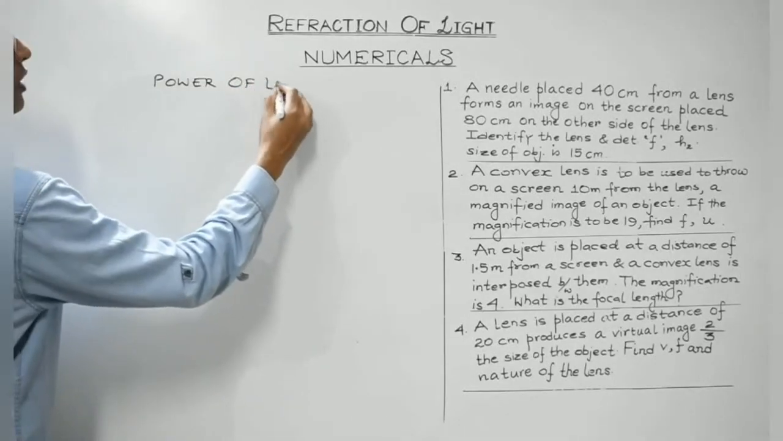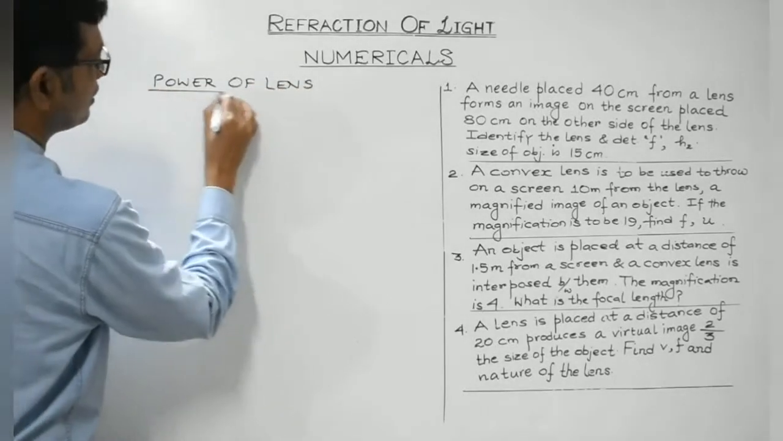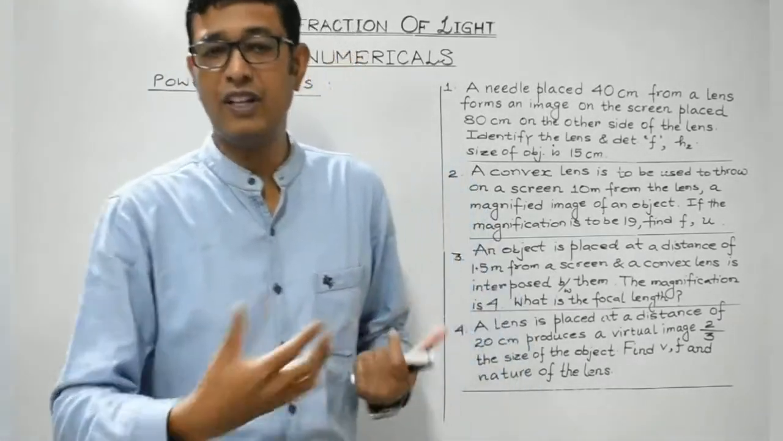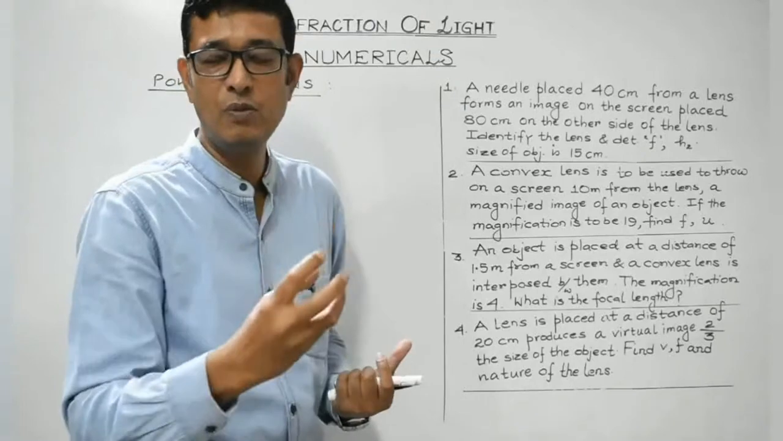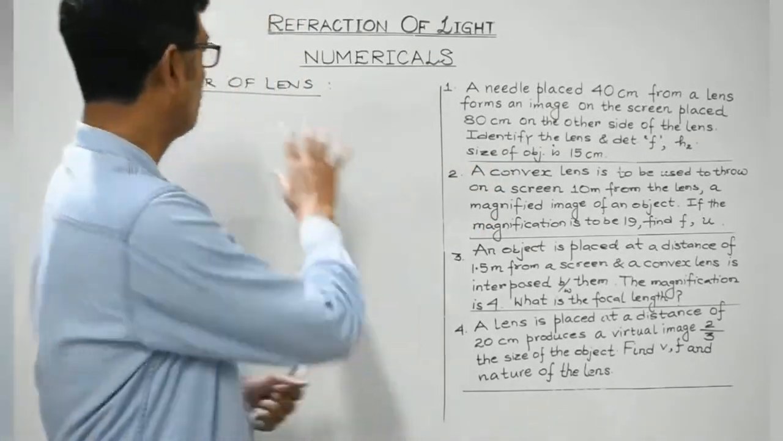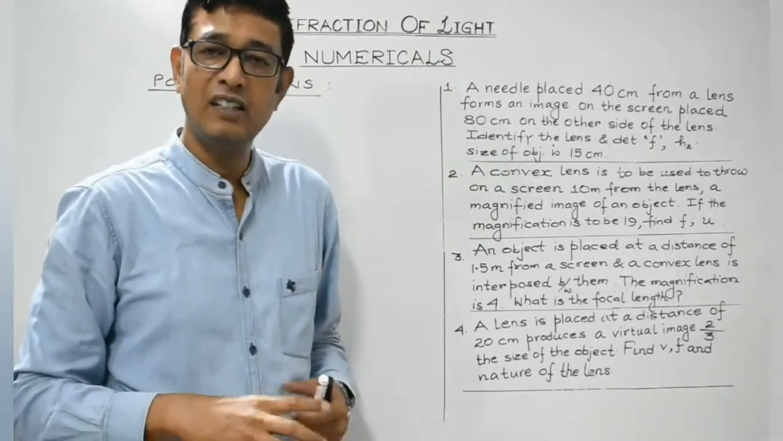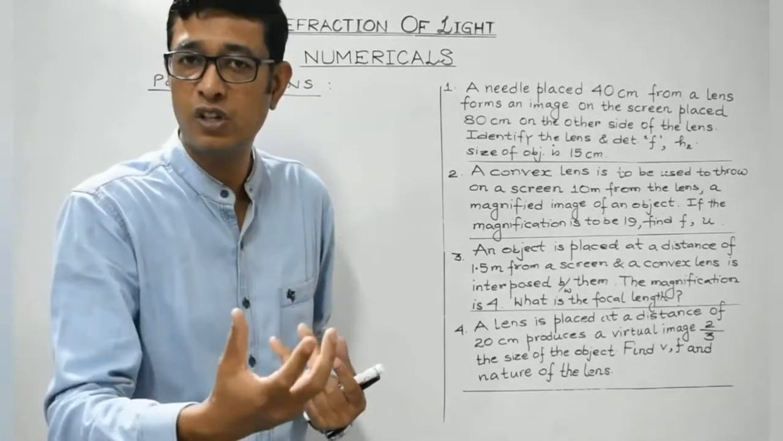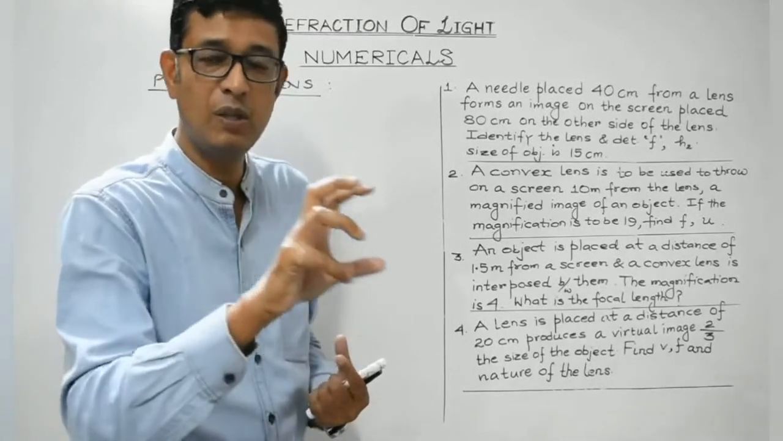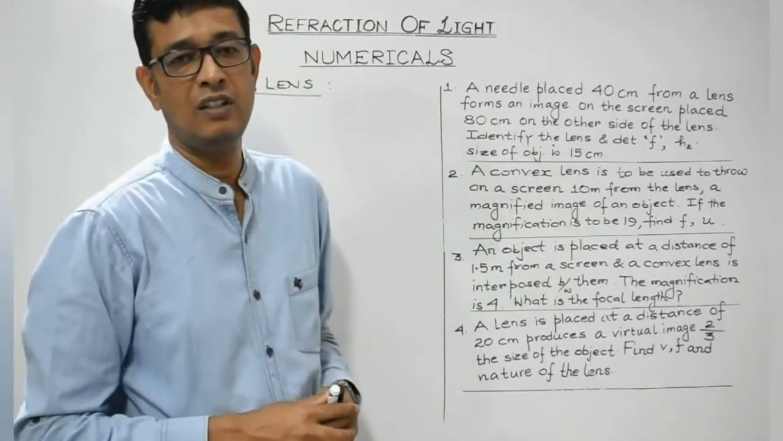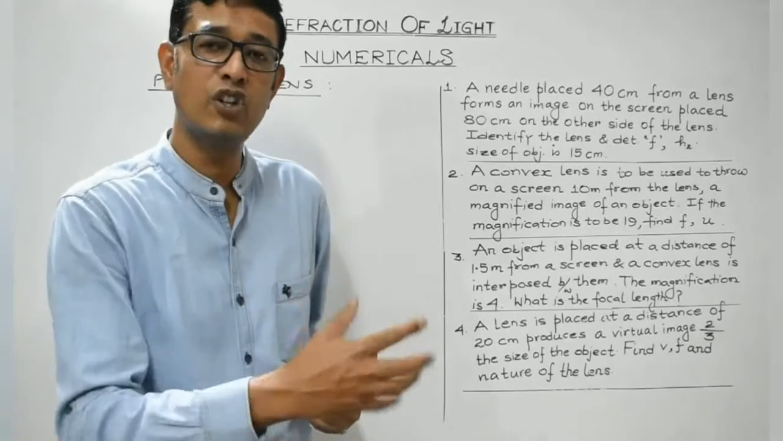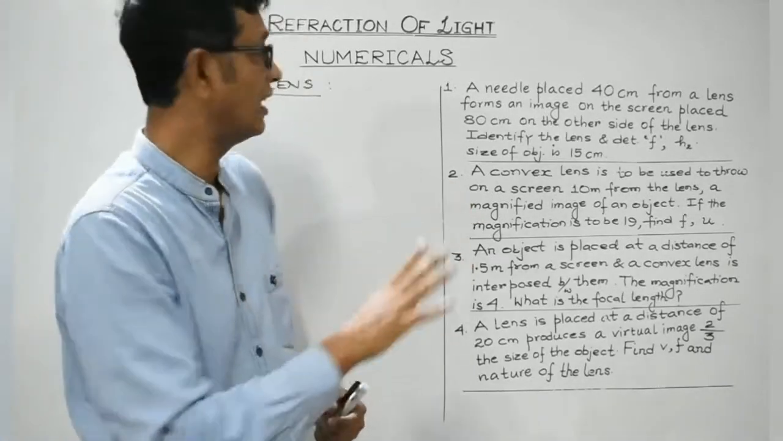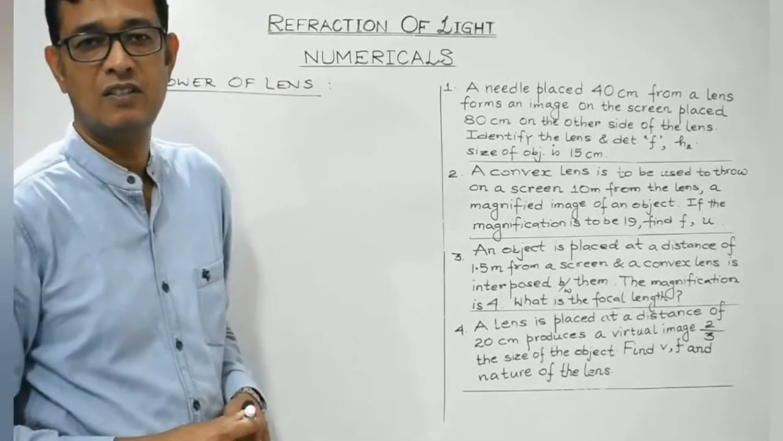Now students, we all are aware that a convex lens converges a parallel beam of light incident over it, while a concave lens diverges a parallel beam of light incident over it. So power of a lens basically indicates the ability of a lens to converge or diverge a parallel beam of light incident on it. That is known as power, right?